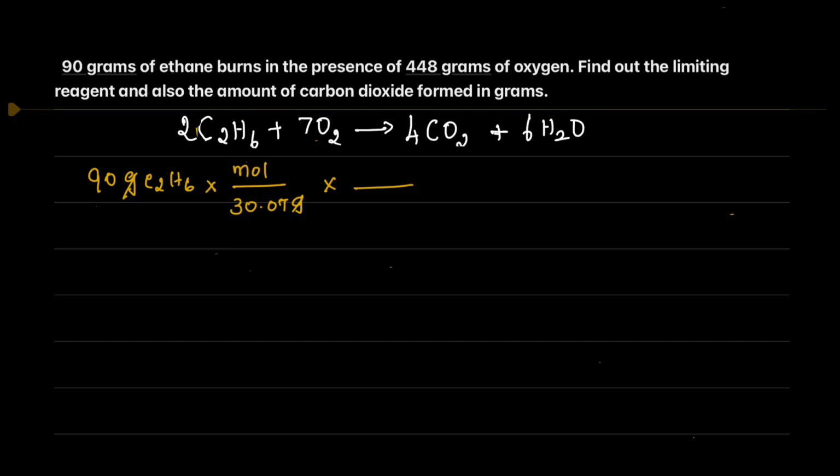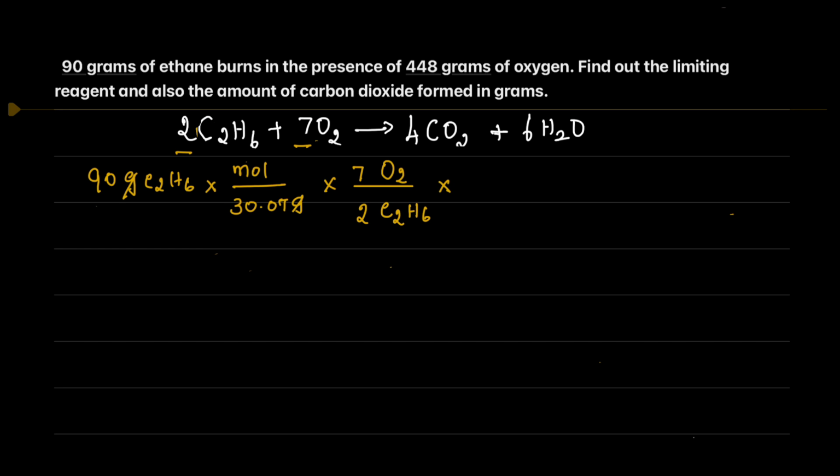The second step is the mole ratio. Since we are looking for oxygen, that has to go to the top. What is the coefficient of oxygen in the equation? That is 7. And as per the equation, the coefficient of ethane is 2. So, 2 ethane. Next, we have to convert. This is the number of moles of oxygen that will react with 90 grams of ethane.